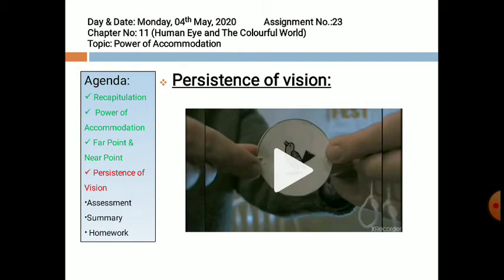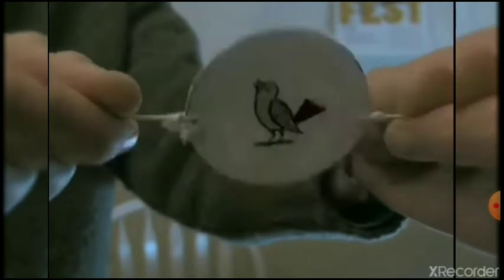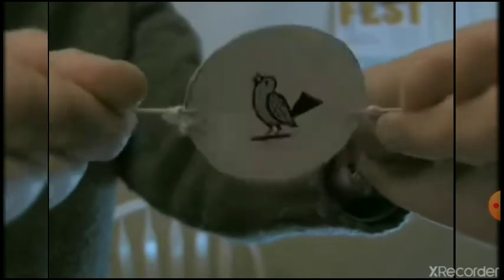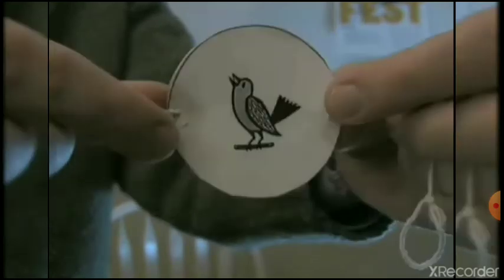This property of the eye is called persistence of vision, overlapping of two images. If the second image is seen before the persistence of the first image disappears, we can further understand this with the help of this video. We have a sparrow and a cage, and when we rotate this arrangement very quickly, we see the sparrow inside the cage. This is due to persistence of vision.